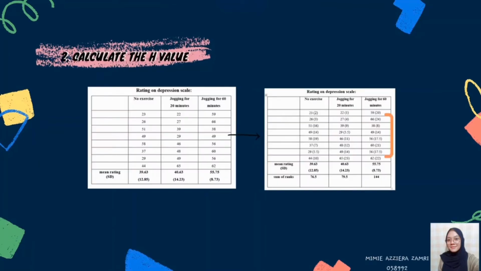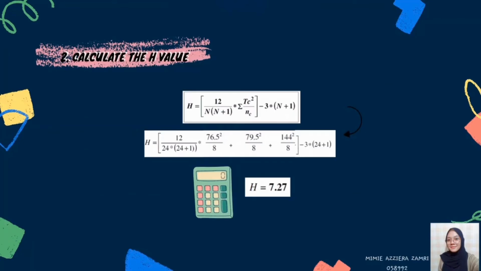Next, to calculate the H value, firstly, we need to set the rank of every data in ascending order. Then, using the ranks that have been set, add up all the ranks for each particular group. The formula for the Kruskal-Wallis test is as shown. Now, we already have the data for every variable. We can start calculating the H value by replacing the formula with the obtained data.